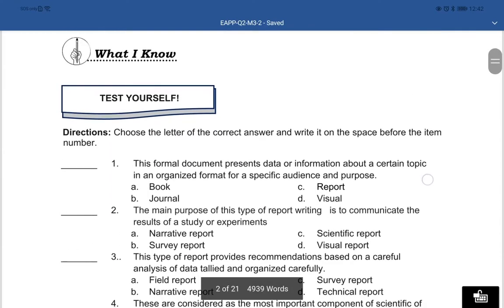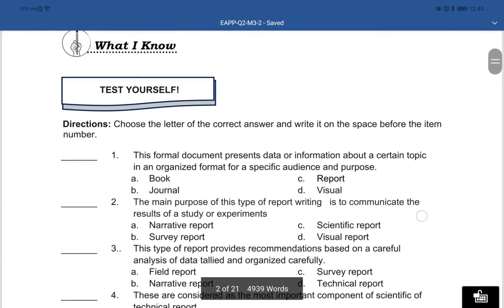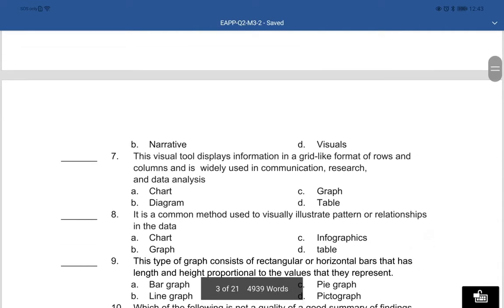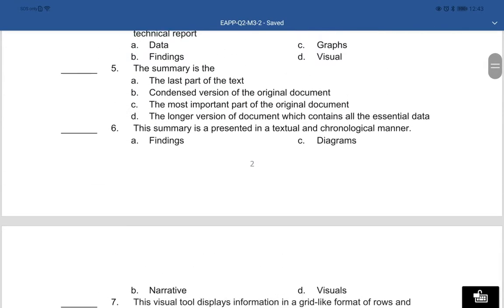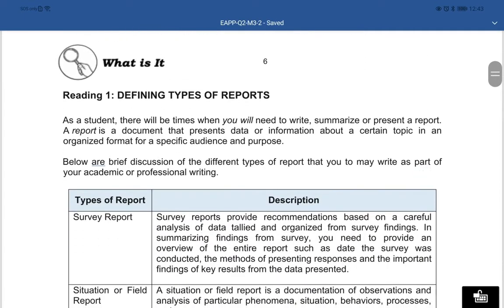So here, what I know, you'll be doing this. This is only 10 items, multiple choice. So answer it now. Okay, you may pause this video if you're still answering this. Okay, now let's proceed and continue to our discussion.